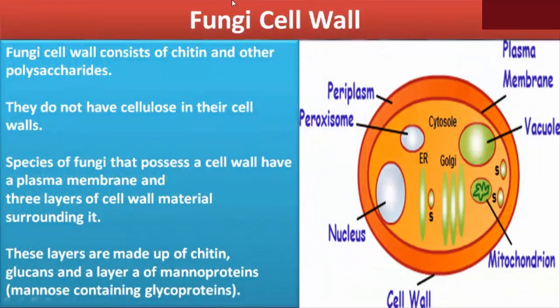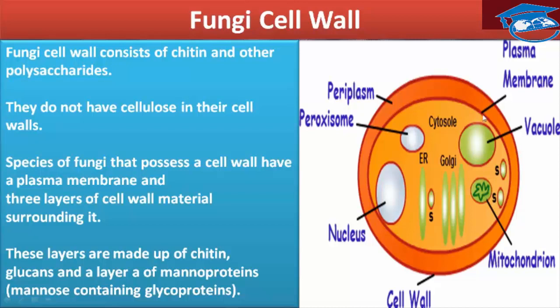Now let's study the fungi cell wall. See, this is the typical fungi cell. This is the fungi cell wall. This is the nucleus. This is the endoplasmic reticulum, which is denoted by ER. This is the Golgi apparatus. These are mitochondria. This is the vacuole. This is the cytoplasm or cytosol. This is the peroxisome. This is the periplasm. And this is the plasma membrane.